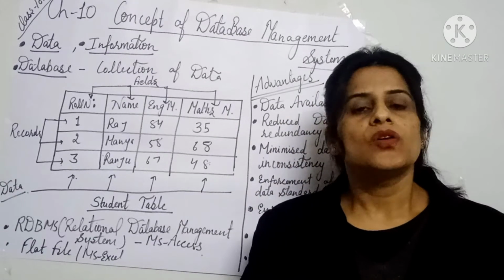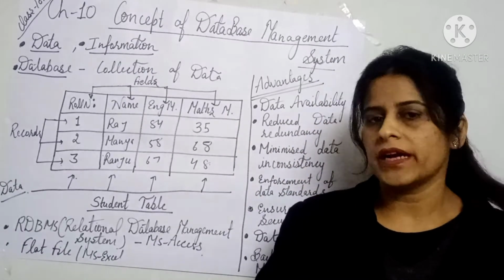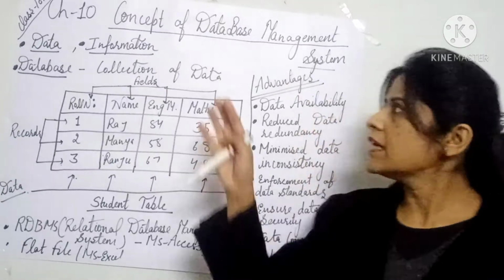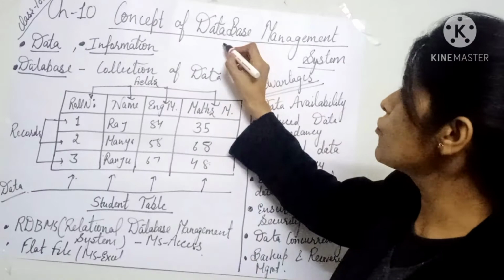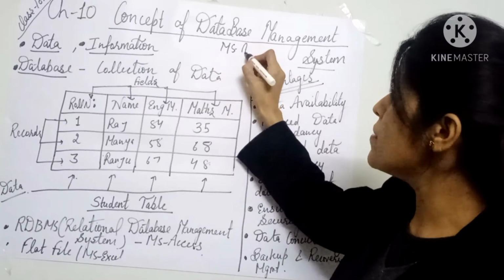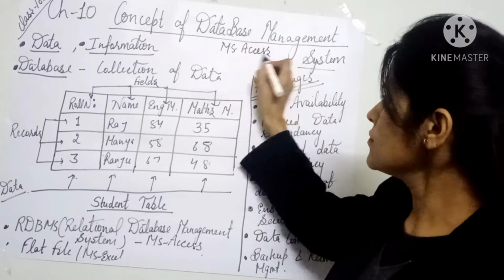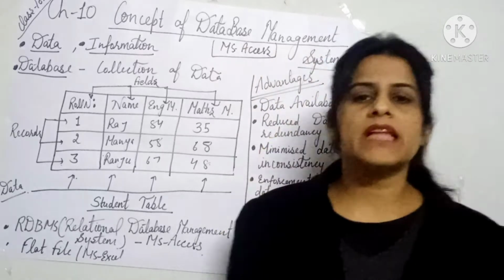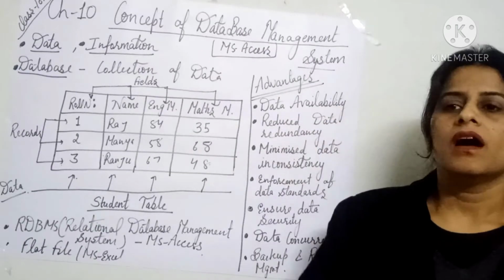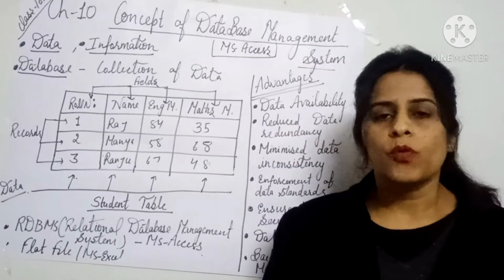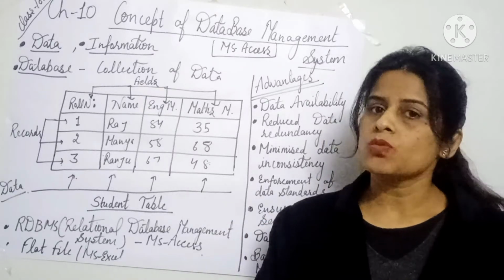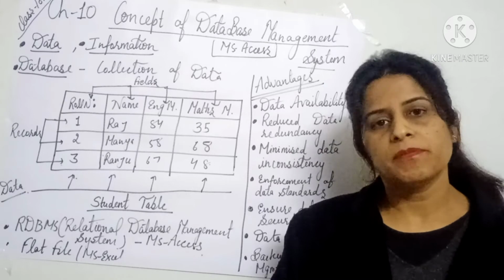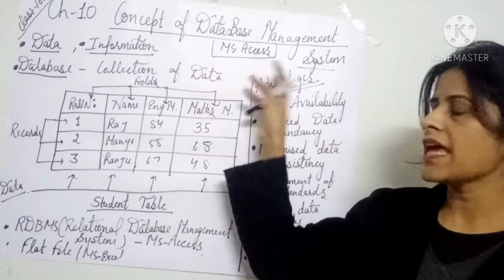Data is raw data. For example, in a database management system, in your class, we will use a database that is MS Access. How can we use MS Access? For example, start, all programs, then Microsoft Office, and then you start MS Word, MS Excel, MS PowerPoint. Similarly, you can get access to MS Access.